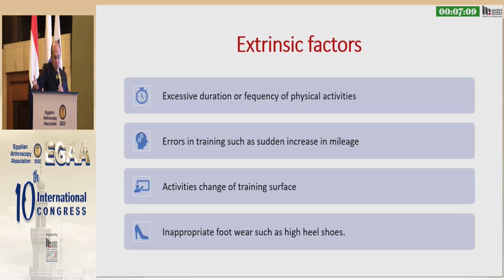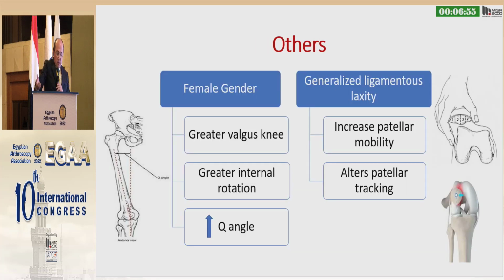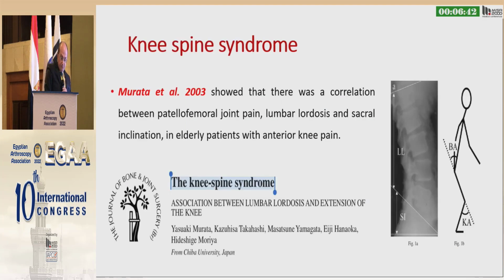The extrinsic factors consist of excessive duration or frequency of physical activity, errors in training such as a sudden increase in mileage, changes of the training surface, and inappropriate footwear such as high heel shoes. Others, regarding females, there is a greater valgus knee, leading to increased internal rotation and an increase in the Q angle. Generalized ligamentous laxity increases the patellar mobility, which affects the patellar tracking.